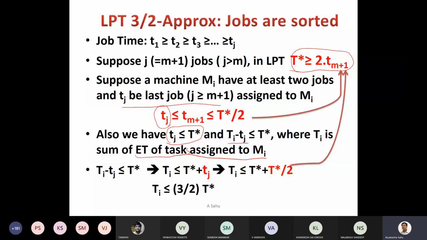Up to that point all the machines will be busy. Earlier, in general list scheduling, we did the same thing. Up to Ti minus Tj time, all the machines will be busy, and the optimal algorithm cannot be less than that.